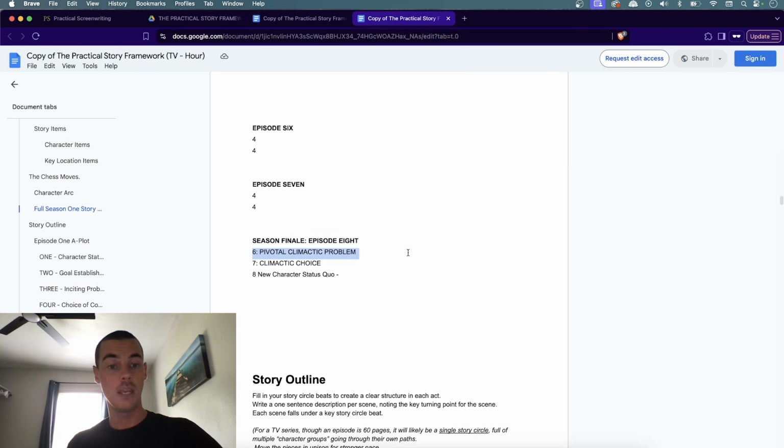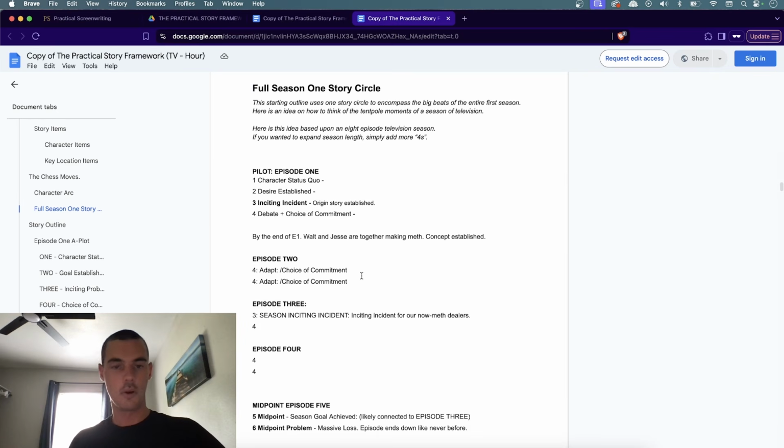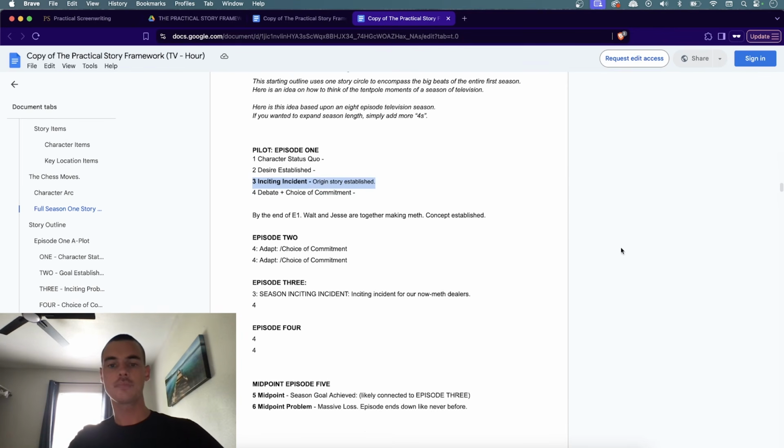This is where we have our pivotal climactic problem, our climactic choice, and then the new character status quo for these characters. So this is supposed to give you this larger sense of how your entire season is going to go from a big picture beat perspective. And what this is really supposed to be helping you do is giving you that origin story, giving you this beat to think about.